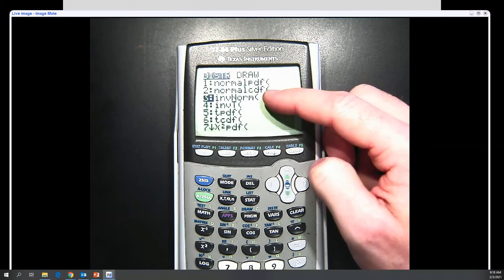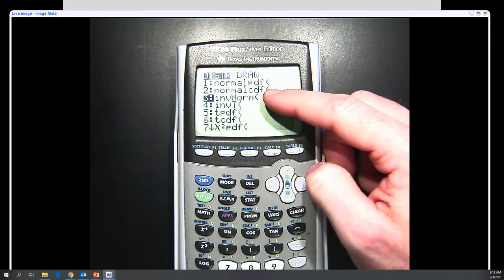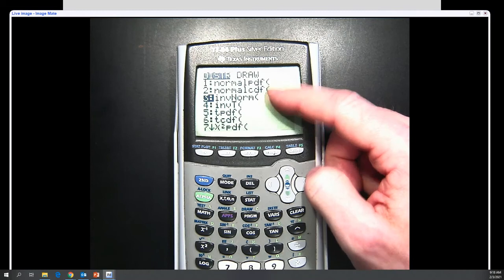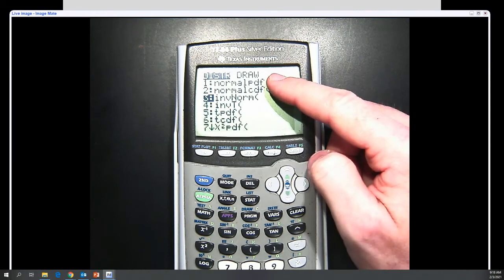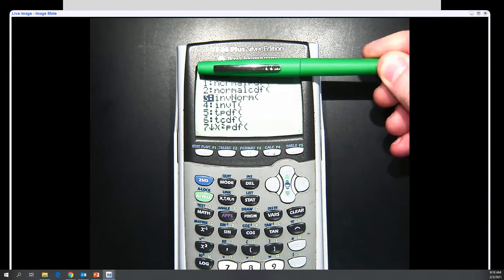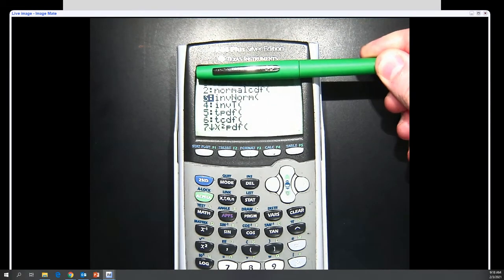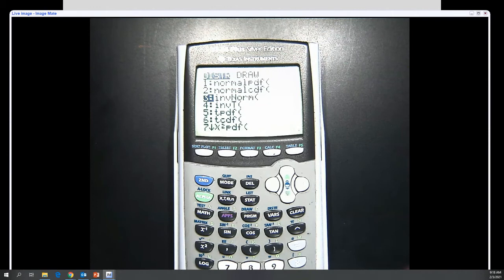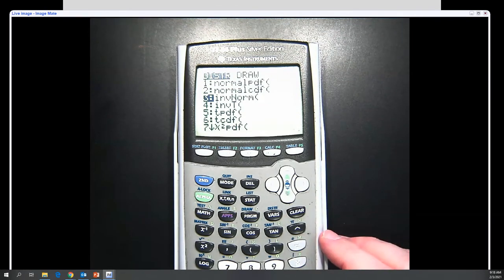So the two main things you're going to be using in this unit for normal stuff are normal CDF or inverse norm. Don't worry about normal PDF. We do not ever use normal PDF. So don't think about normal PDF. Just stop it. No normal PDF.